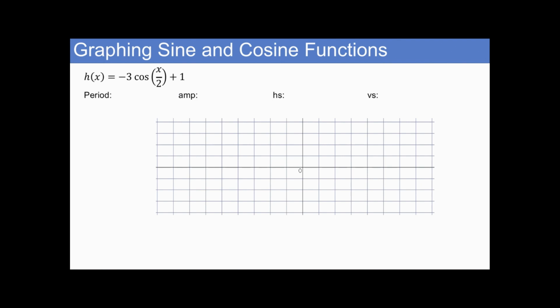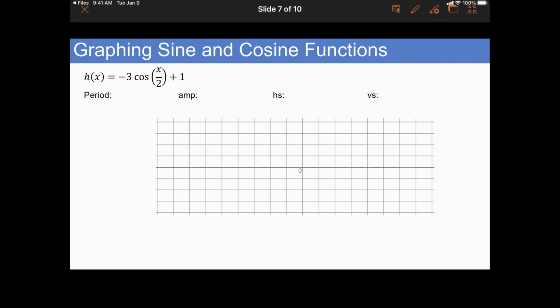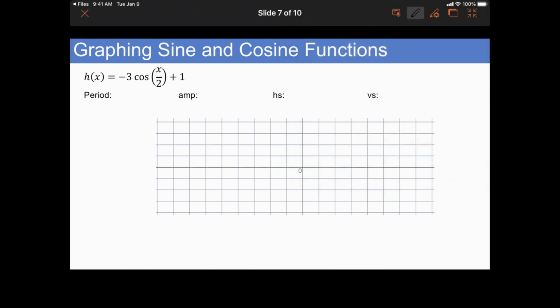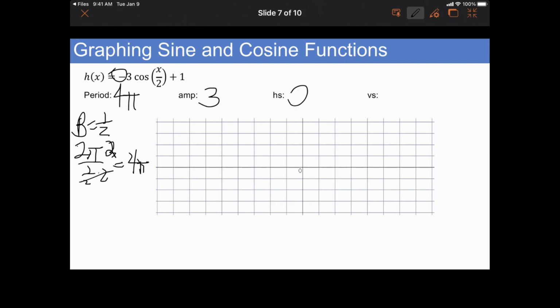All right, let's try this one. Okay, so b equals half. So this is going to be, period is 2 pi over half. Multiplied by 2, that's going to be 4 pi. Okay, my amplitude is 3, but I'm going to reflect it. This is going to be no horizontal shift and up 1.